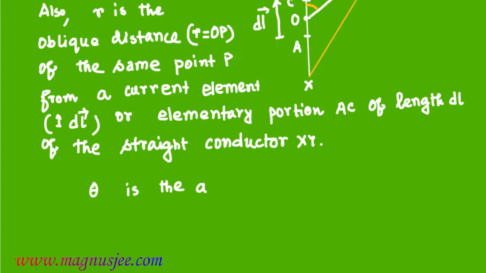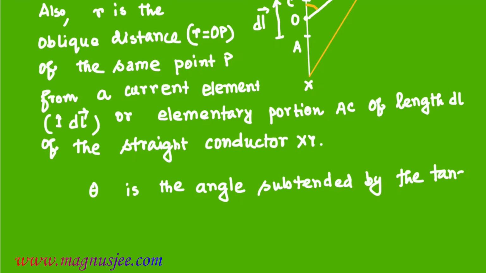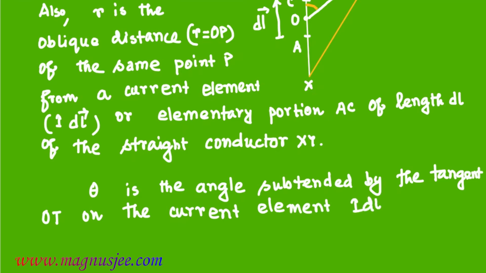Theta is the angle subtended by the tangent OT at O on the current element I vector dl, or AC, with the oblique distance R.